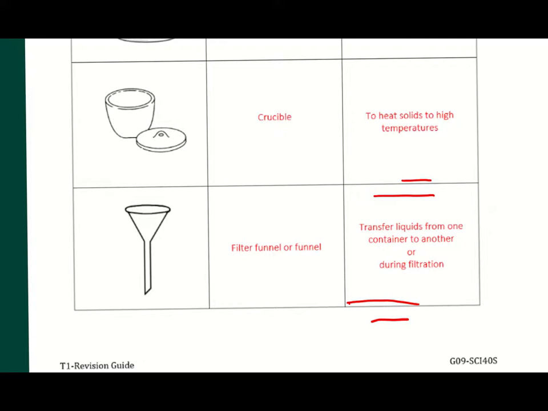Then this is a crucible with lid. It is used to heat solids to a very high temperature. This is the filter funnel, or funnel, used to transfer liquid from one container to another and also during filtration. Remember, during filtration, we put filter paper inside and you carry out the filtration process.